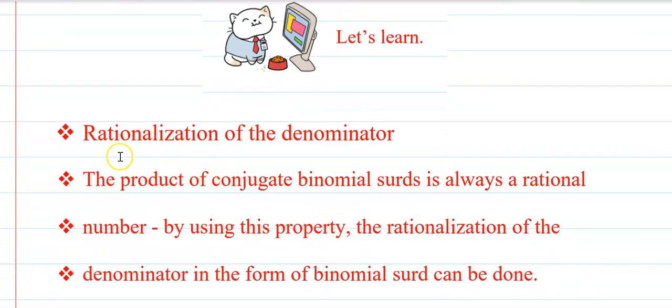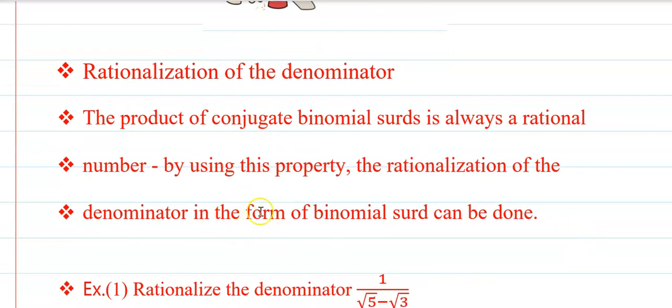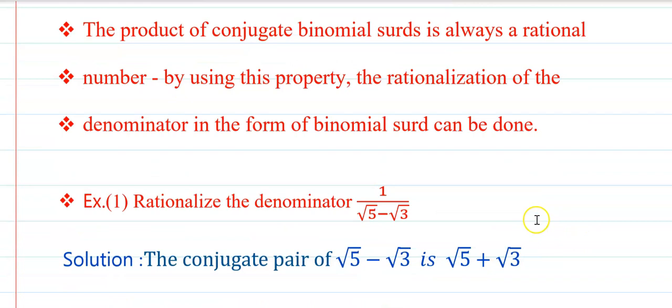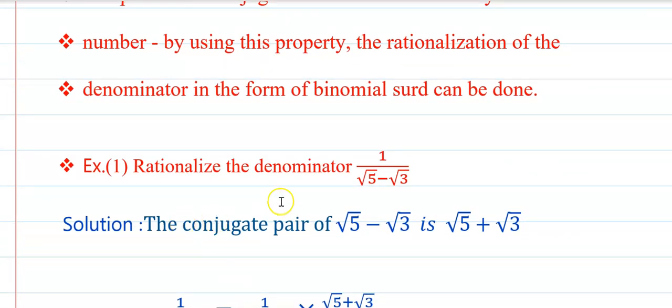Now next is rationalization of the denominator. हे आपण आधीच्या व्हिडिओमध्ये देखील बघितलं आहे. The product of conjugate binomial surds is always a rational number. By using this property, the rationalization of the denominator in the form of a binomial surd can be done. Now see this example. Rationalize the denominator. म्हणजे डिनोमिनेटरचं rationalization करायचं. डिनोमिनेटर मध्ये रूट साइन वगैरे काही नको आलं पाहिजे.